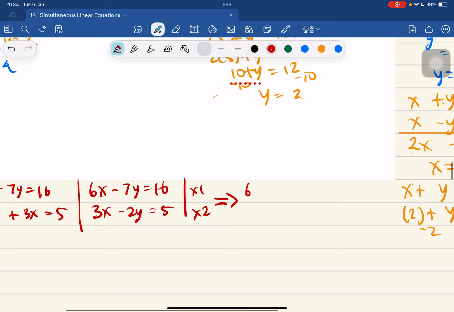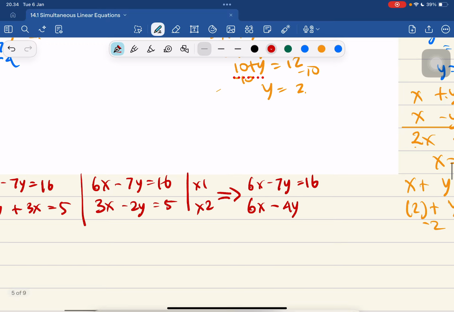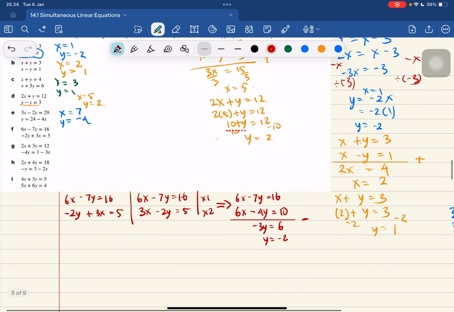So it's gonna be 6x minus 7y equal to 16. Here's gonna be 6x minus, 2 times 2 is 4y, and then equal to 5 times 2 is 10. So we just minus it. So minus 7 minus minus 4, so it's gonna be minus 3y equal to 6. So y equal to minus 2. Okay, we got it. Just substitute.